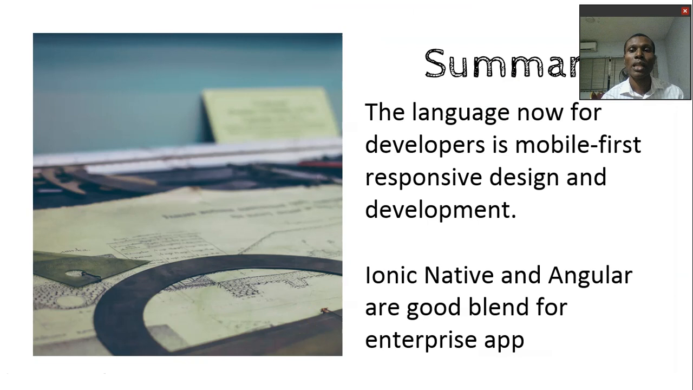Summary. The language now for development is mobile-first responsive design. Because of the high demand for mobile devices and the high number of mobile device users, more than even desktop users, designing for mobile first becomes imperative in the course of design and development. So Ionic Native and Angular are a good blend for the enterprise apps that are needed in the 21st century.